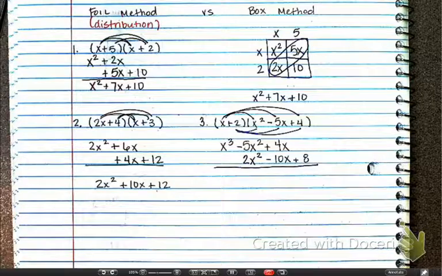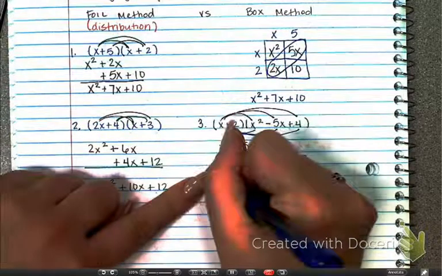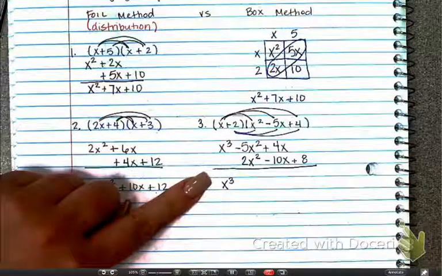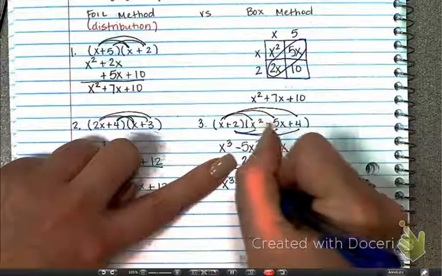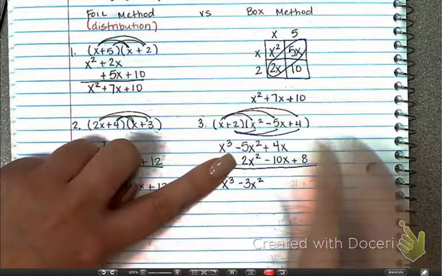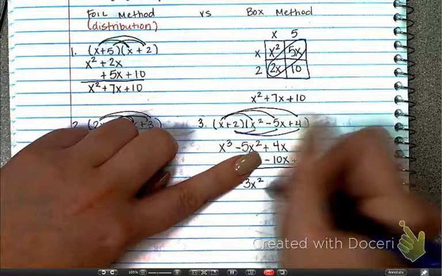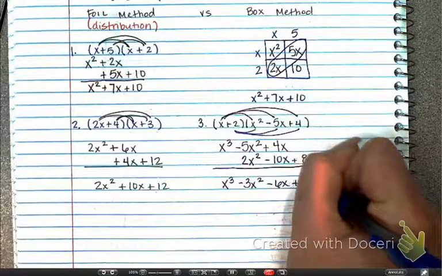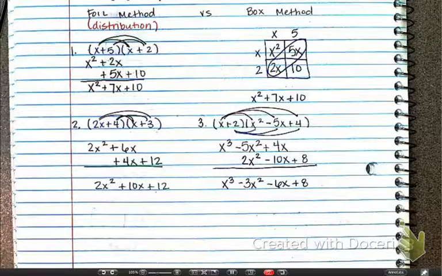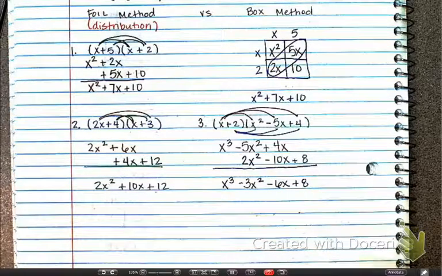Okay, you're going to combine like terms. You do not want to mess up because you added and subtracted wrong. So watch your positives and negatives. If you struggle with that, then use a calculator. So x to the third I can just rewrite because there's nothing to combine it with. Negative 5 plus 2, negative 3x squared, 4 minus 10, negative 6x, and then that positive 8 at the end. So that's distribution. We're going to do the box for this one as well.